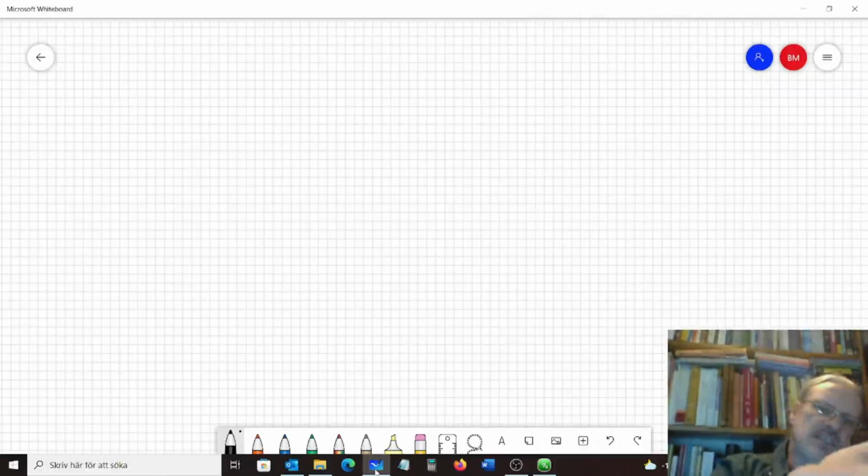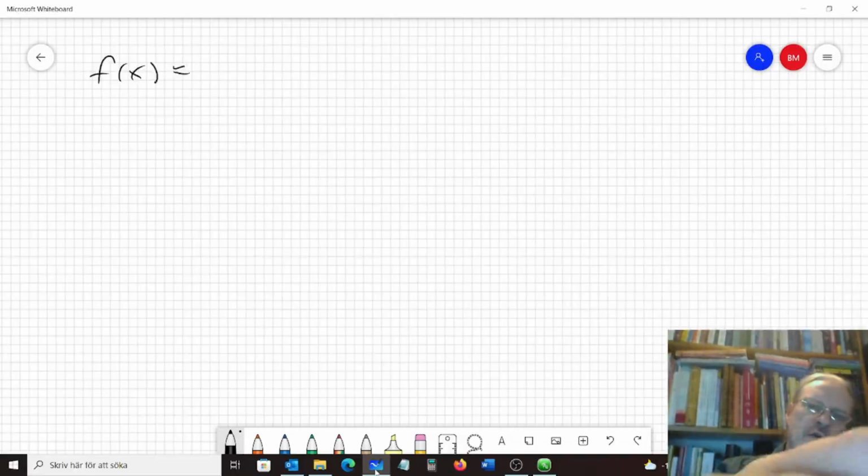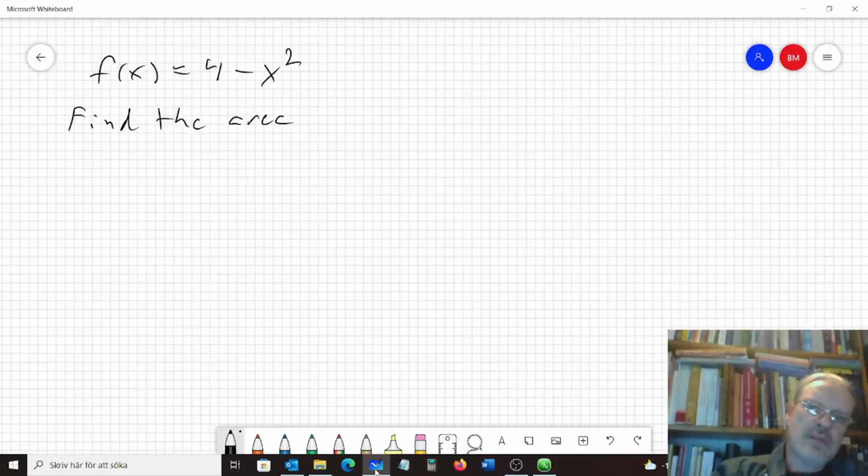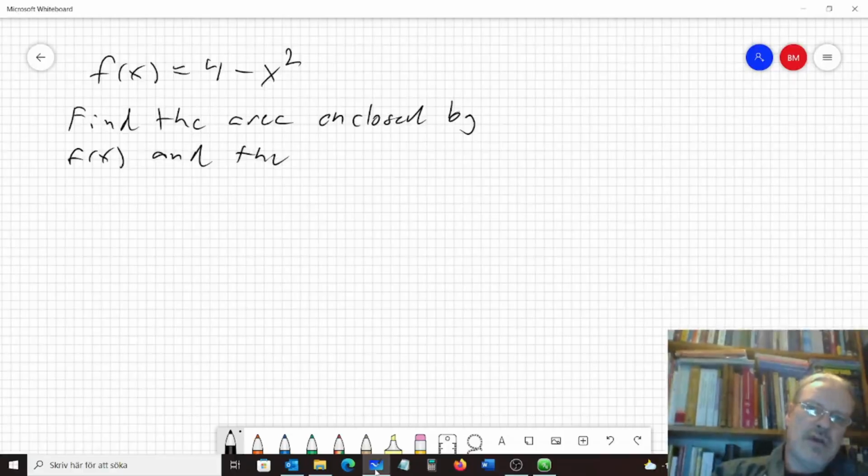So in this case, we should look at f of x equals 4 minus x squared, and we should find the area enclosed by f of x and the x-axis.